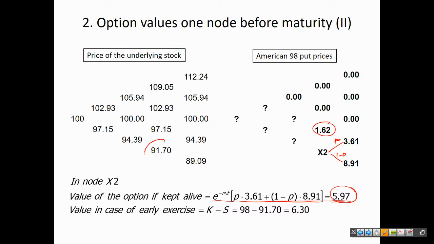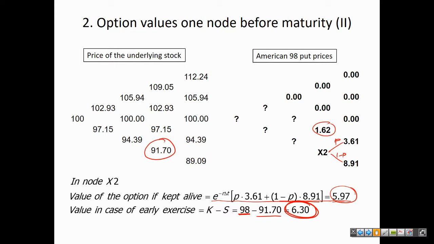However, the spot price here is 91.70, which is particularly low. And as a consequence, if I were there, I could sell at 98, which is the strike, buy at 91.70, so I have a value which is 630, which is larger. So in the node X2, early exercise would prevail. Have I been clear? All right.